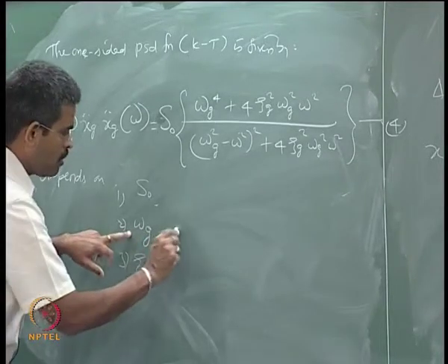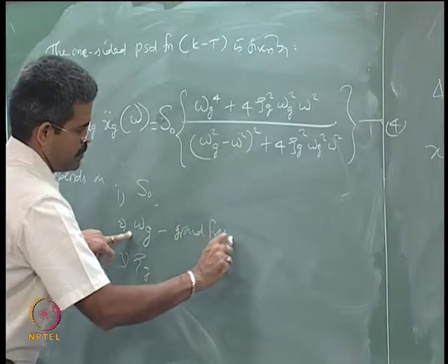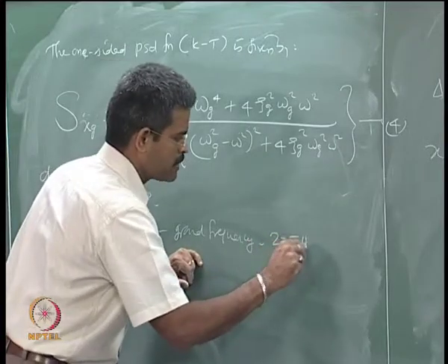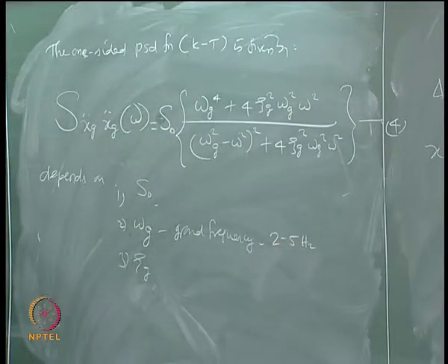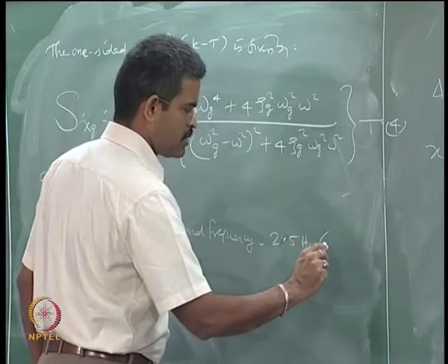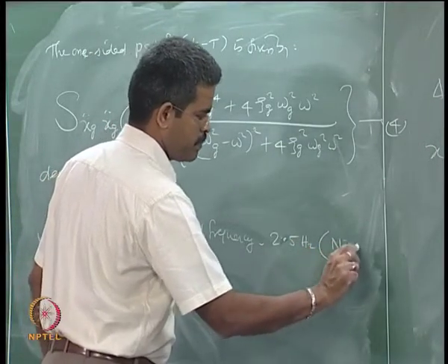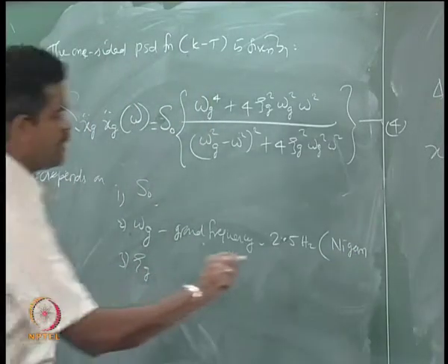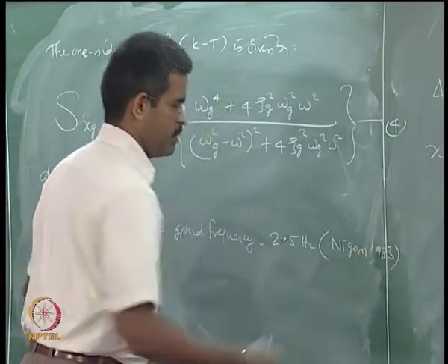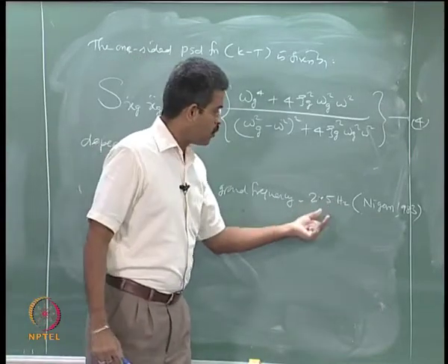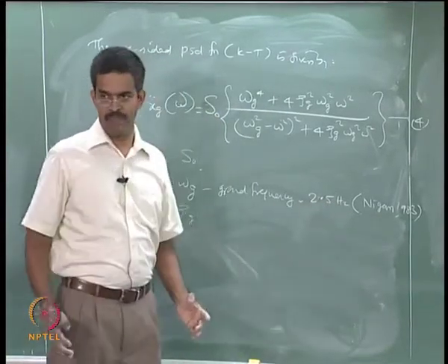Omega g is called the ground frequency. This is taken as 2.5 hertz. The reference can be N. C. Nigam, 1983. Nigam refers the ground frequency to be this value only when you apply this for a stiff system.